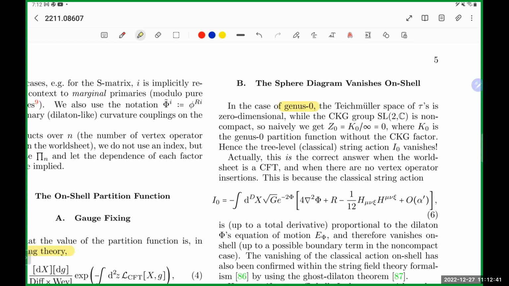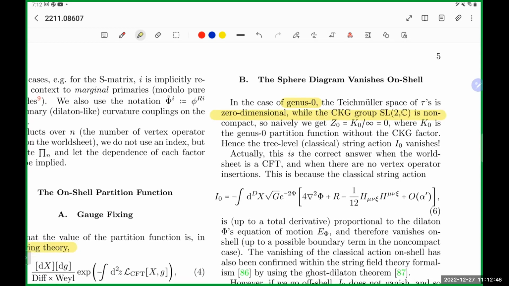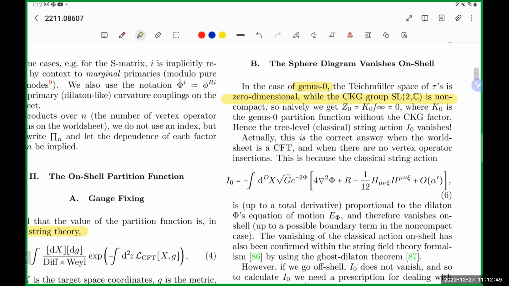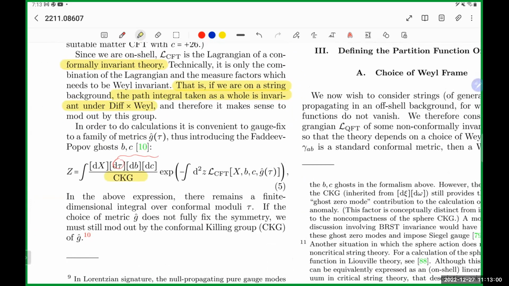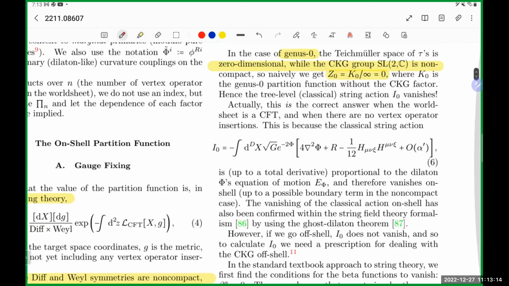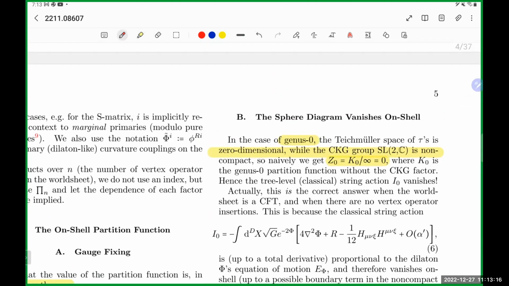So the conformal Killing group, SL(2,C), is non-compact. So naively, the effective action that you construct from the partition function is 0. K0 would be this object without this. So I'm computing everything without the conformal Killing group. So that's K0. But then if I divide by SL(2,C), which is infinite, then I get what? On shell, I get Z0 equals 0.